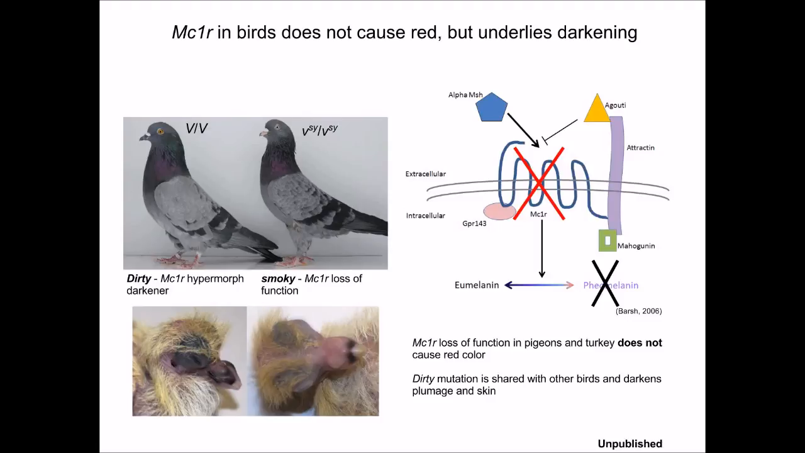Another result we discovered was the second pedigree had a different allele, a non-synonymous mutation in MC1R that was also associated with dirty, because in that family too, every individual that is not smoky is dirty.